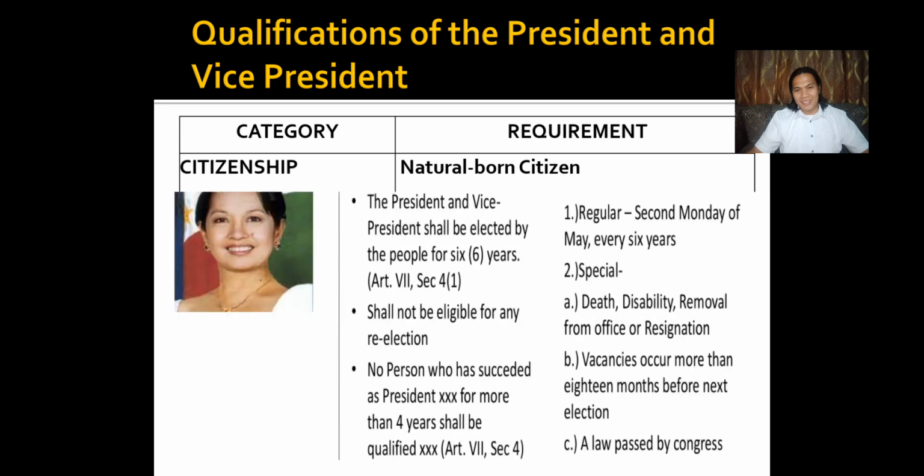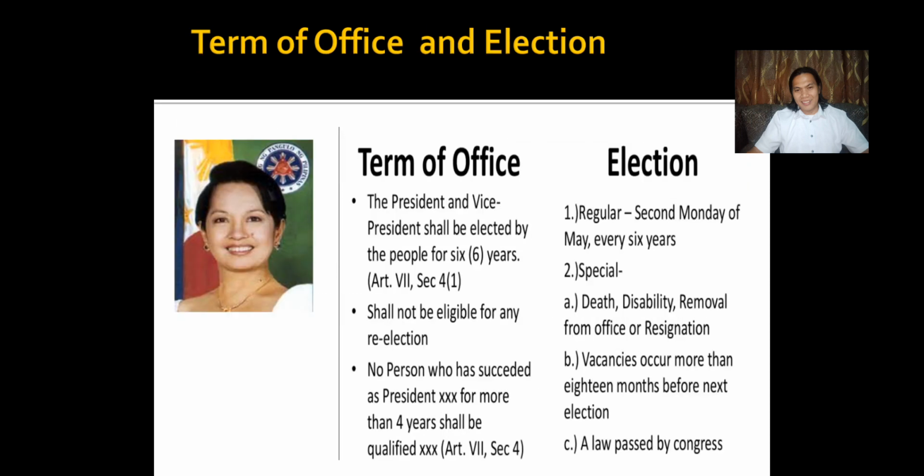Term of office and election. In the 1987 Constitution, the term of the president is 6 years without re-election. Even though he is disqualified for re-election, he is qualified to run for a lower position after finishing 6 years as president, as in the case of former President Arroyo, who ran as a congresswoman of Pampanga after finishing her term.